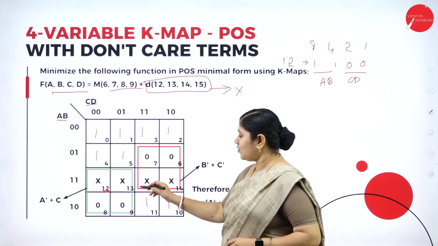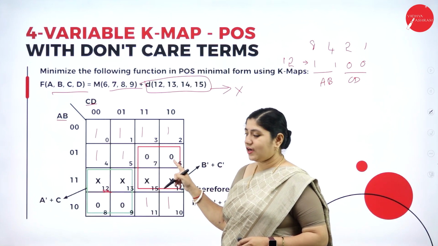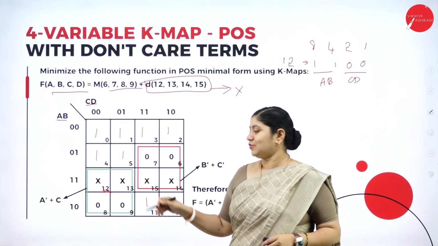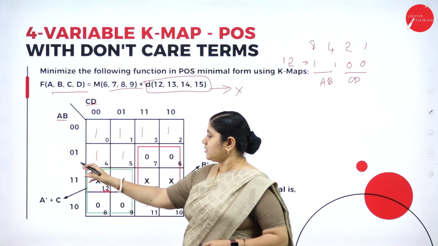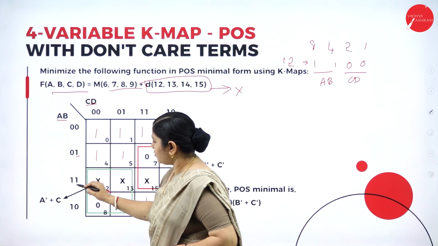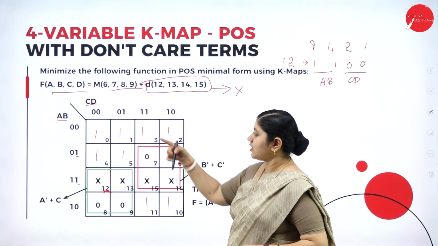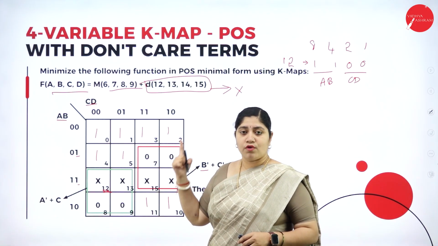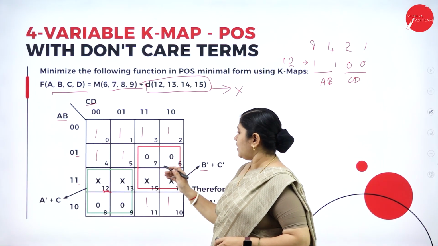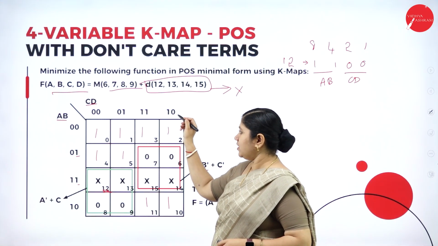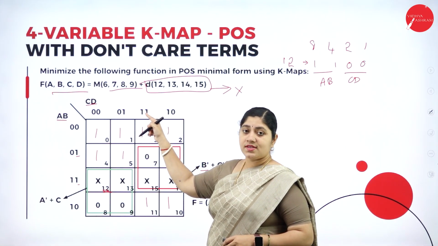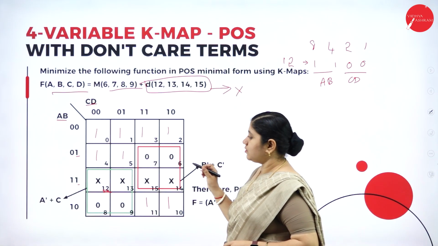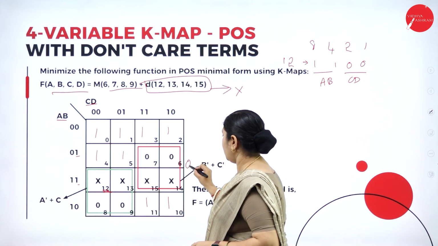Great. So let's go with the grouping. Over here we have one quad and we have a second quad. Any other groups possible? No. Okay, so let's see how to write this. We have equal bit 1 1 with respect to B. So I'll be writing B dash. As I'm writing POS for 1, I'll be getting B dash. Then followed by these two columns 1 1, 1 0. The common bit is C. As it is 1, I have to write it as C dash. So B dash plus C dash. Done. This is with respect to quad 1.